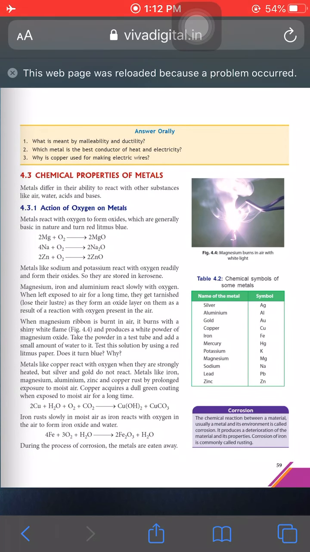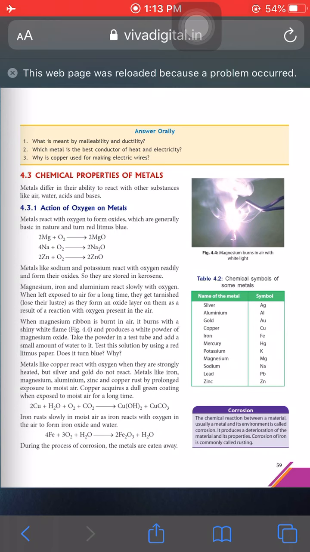Now in the second part, we talk about the chemical properties of metals. In the first part, we read about the physical properties of metals and non-metals. Here we talk about the chemical properties of metals and non-metals. Firstly, the action of oxygen on metal.